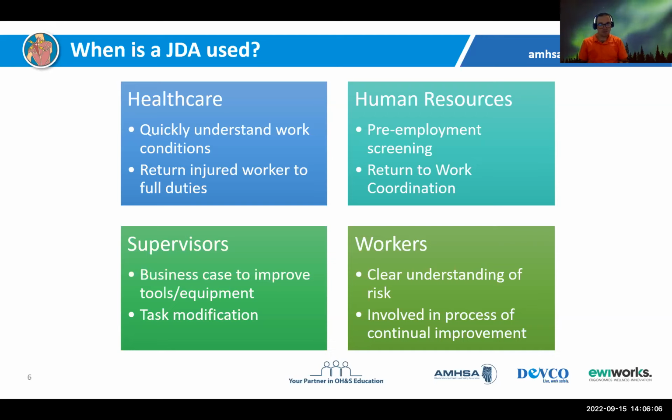If you look at human resources, this is a good tool to use for pre-employment screening. So an example would be if you have done a JDA and identified some aspects of the job has 75 pounds of lifting required for one person, you could put into pre-employment screening, well, in order to successfully complete this job, we need you to make sure that you can lift 75 pounds safely.